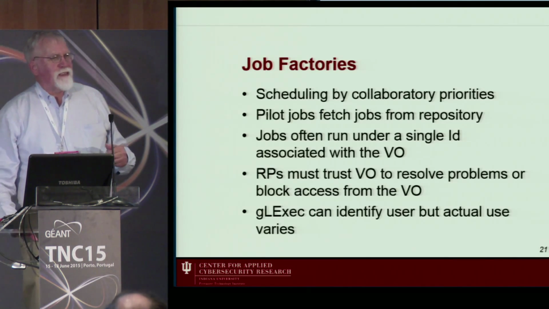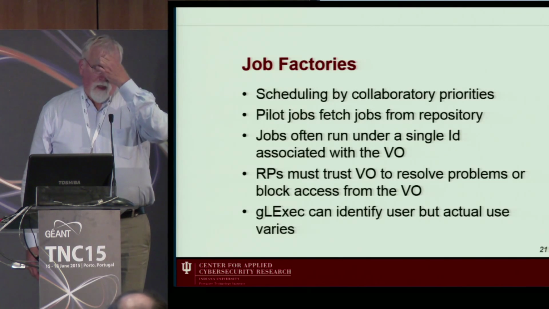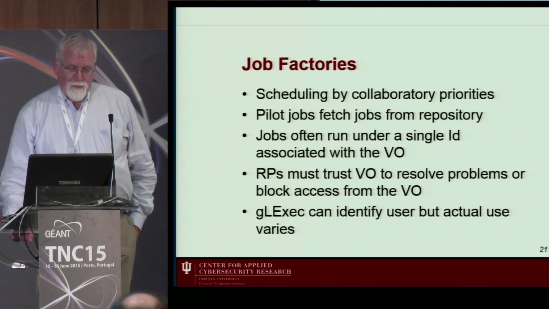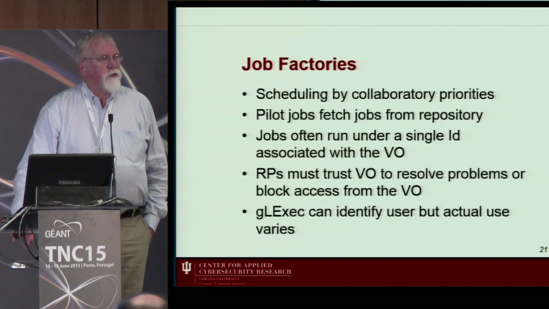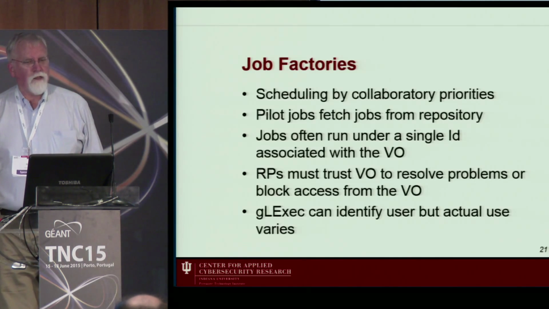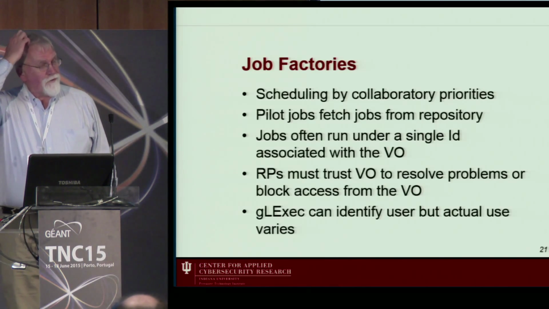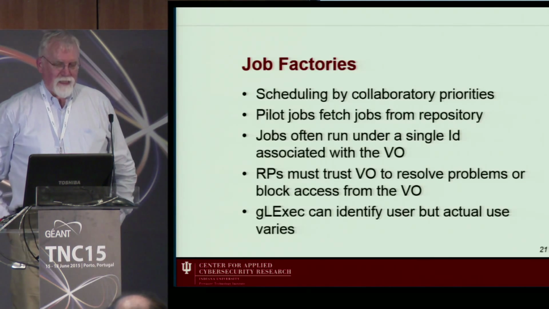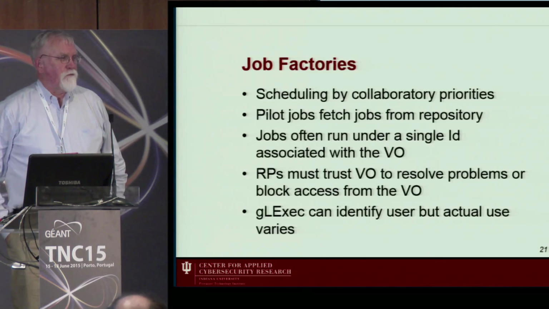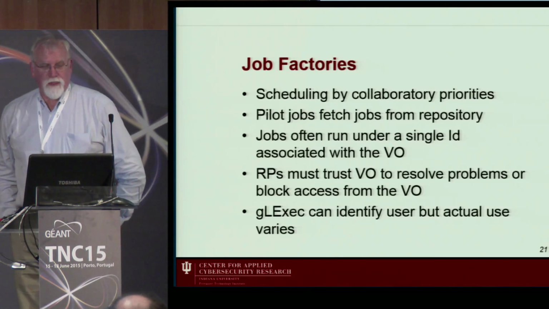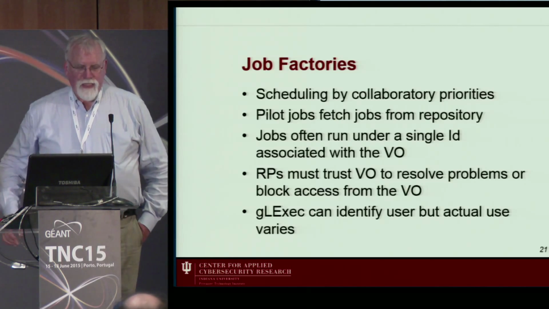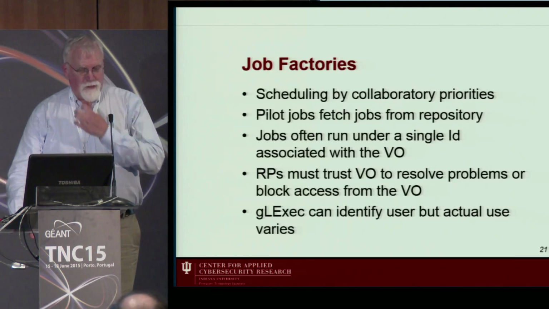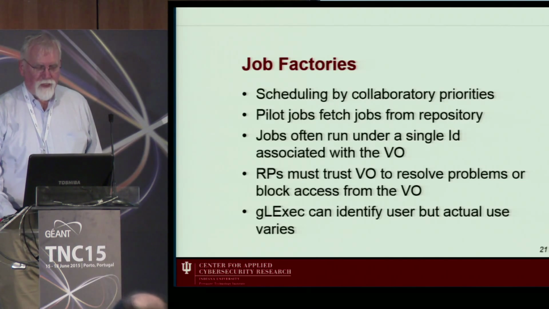Jobs are often run under a single identifier, things like Panda and Dirac come to mind. In that case, the resource providers have to trust that the VO will resolve problems, or they're going to have to block access by the whole VO. And usually the threat of blocking a VO's access is enough to get the VO to actually do something about it. There is this thing called GLExec that can identify users under these circumstances, but the actual use of GLExec varies.